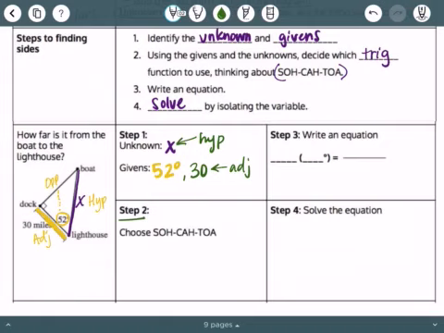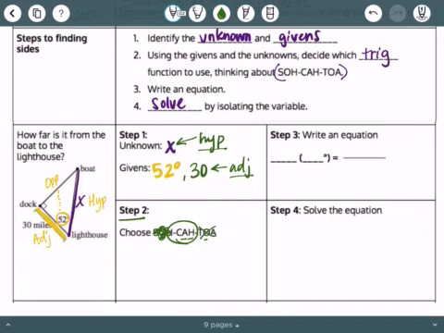Knowing those two things is going to really help me in step 2 when I have to choose. So I see that I have information about the adjacent and the hypotenuse. I don't have any about opposite, so I can't use sine. Adjacent and hypotenuse, that one looks great. I don't have any opposite, so I know that one's gone, so I'm going to use my cosine.